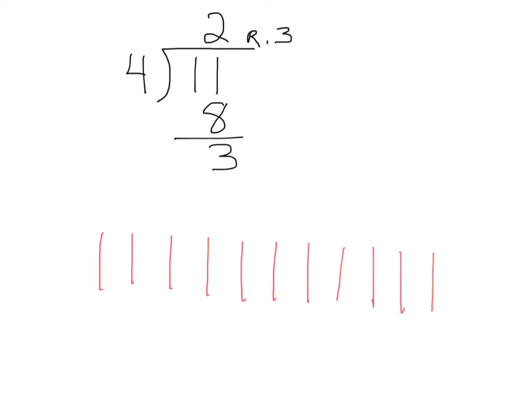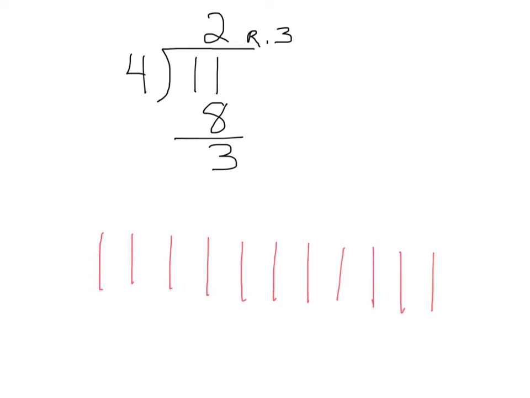We're going to explore interpreting the remainder. So in the problem above, we have 11 divided by 4 is 2 remainder 3. But what exactly does that mean? So let's say I have 11 of something. I want to divide them into groups of 4. What does that look like?